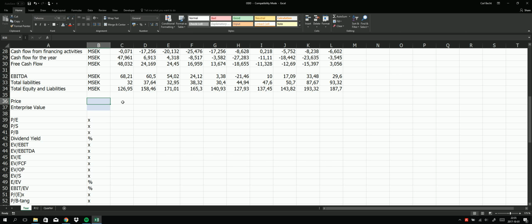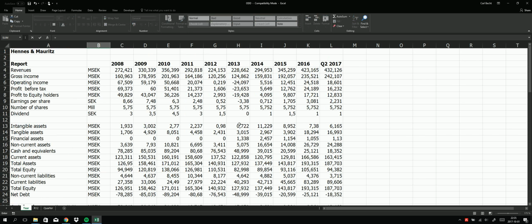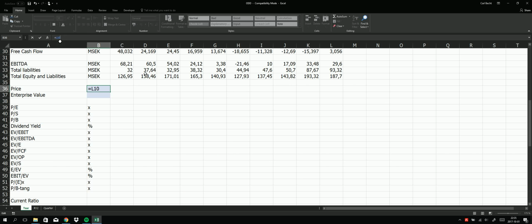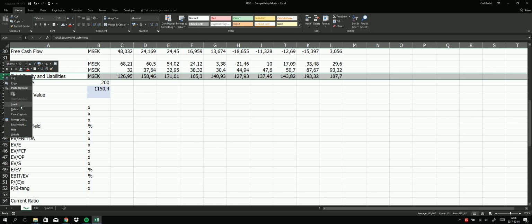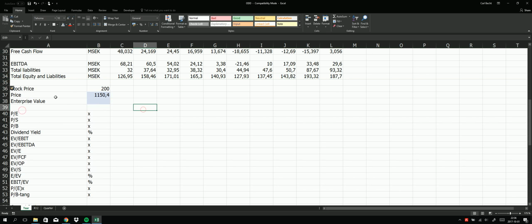So how do you calculate price? You need the number of shares, and the nice thing about Börsdata is they have the number of shares here. Then you multiply it by the stock price. Not sure what it is right now. Let's see. There we go, so we have our price here.